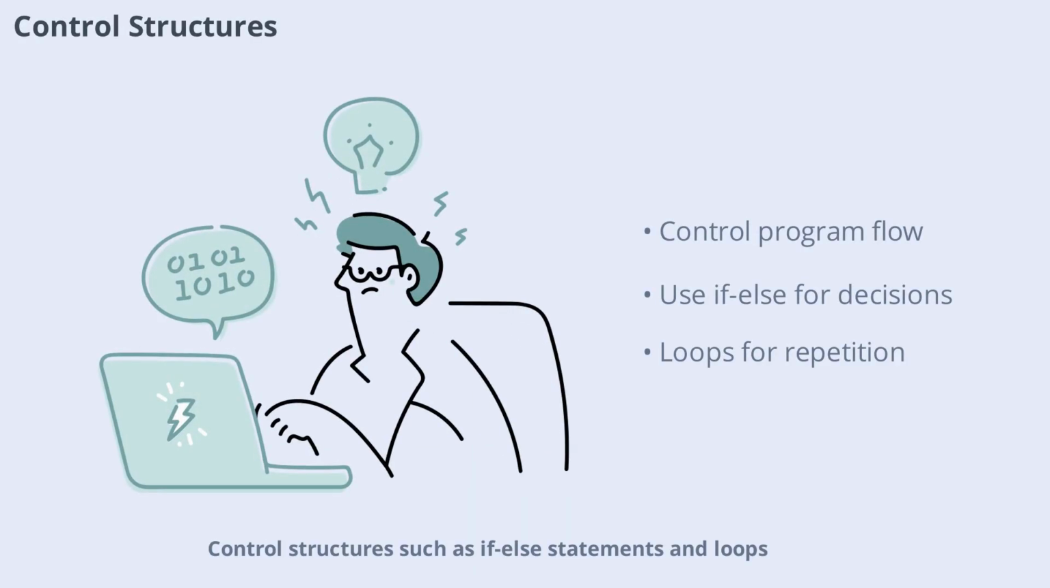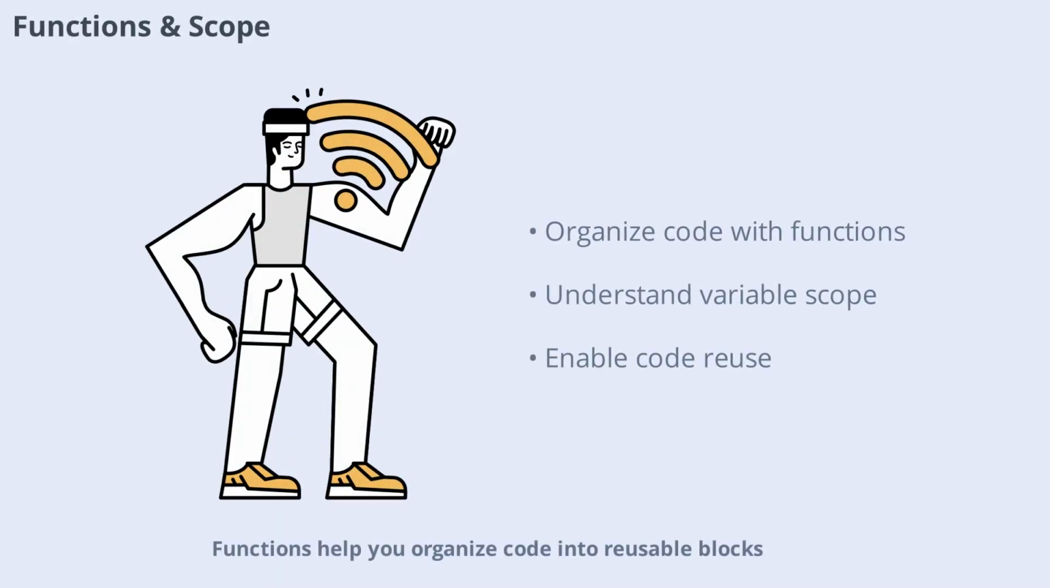Control structures, such as if-else statements and loops, allow you to dictate the flow of your program. They enable decision-making and repetitive tasks, which are essential for implementing algorithms. For example, loops are used to traverse arrays, while if-else statements help in branching logic. Mastering these structures is crucial, as they are the building blocks for more advanced algorithmic patterns you'll encounter throughout your DSA journey.